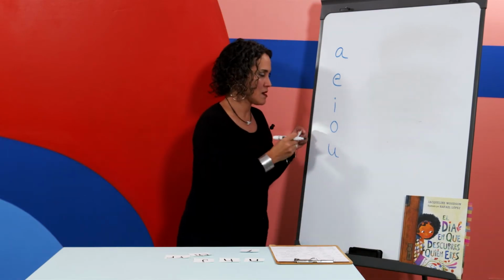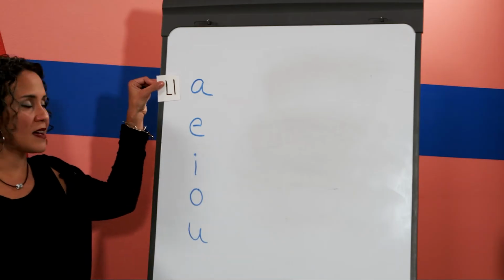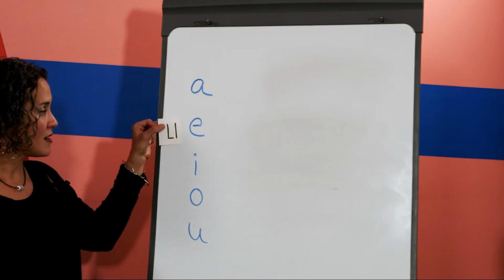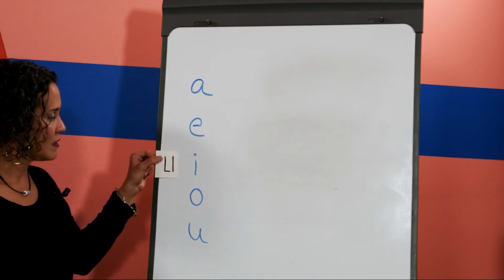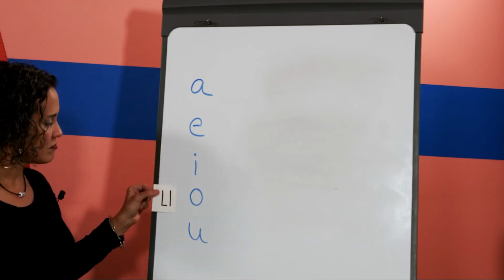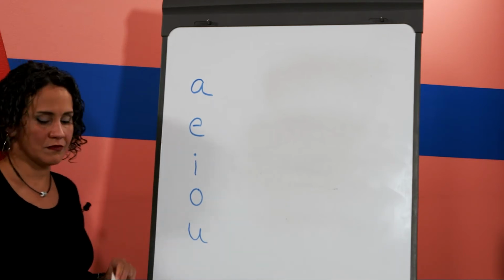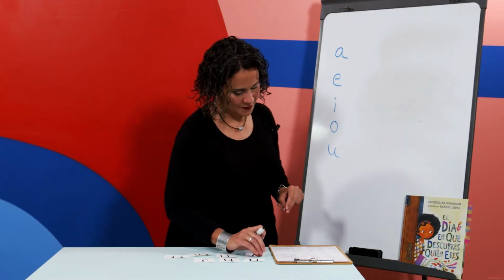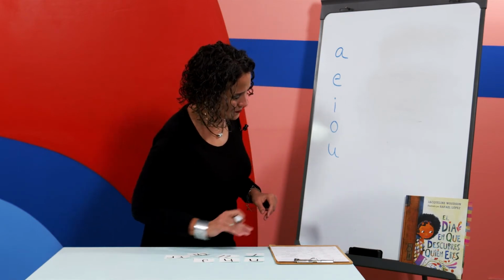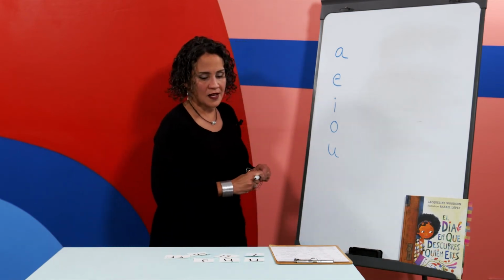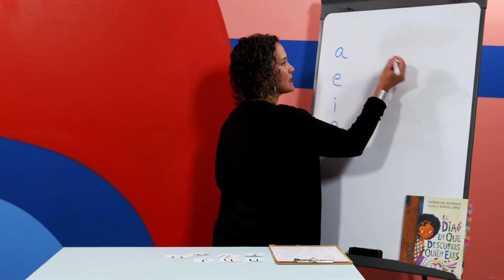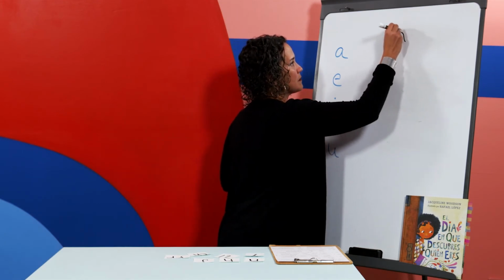So let's try that. That's ya, ye, ji, yo, ju. Perfect. Okay. Now, we're going to try a sentence here with ñ.